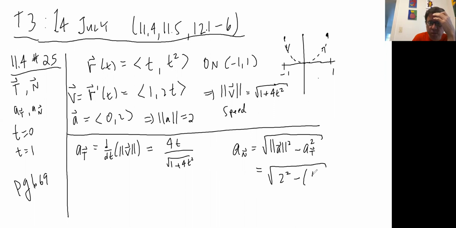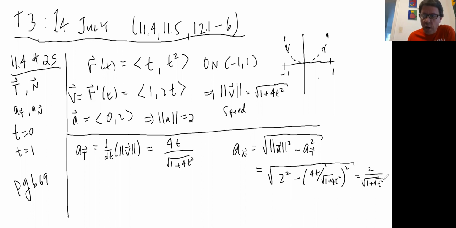So minus 4t over the square root of 1 plus 4t squared. And that's the formula for a sub n. And if you wanted to work it out, you could. It does come out to be fairly nice. That's just 2 over the square root of 1 plus 4t squared.